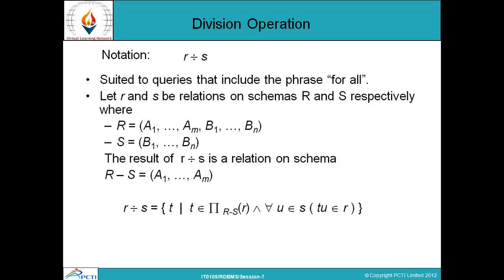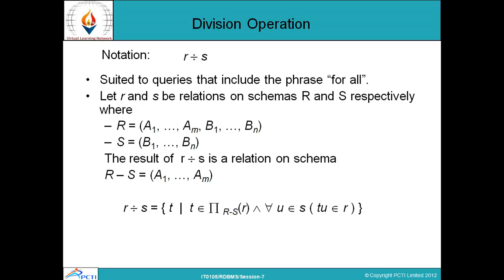Next, we use the division operation. Here, the division operation uses the division symbol, and it is suited to queries that include the phrase "for all". Suppose we want to find all the customers who have an account at all branches located in, for example, any city you can take, according to the "all" condition.